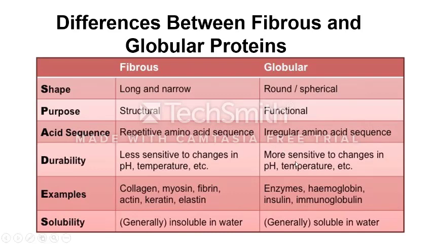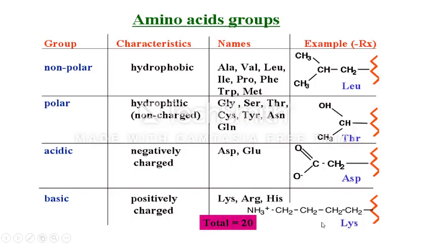While globular proteins are more sensitive to these conditions. Examples of fibrous proteins are collagen, myosin, fibrin, actin, keratin, and elastin. Examples of globular proteins are enzymes, hemoglobin, insulin, and immunoglobulin. When it comes to solubility, fibrous proteins are basically insoluble in water, while globular proteins are soluble in water.